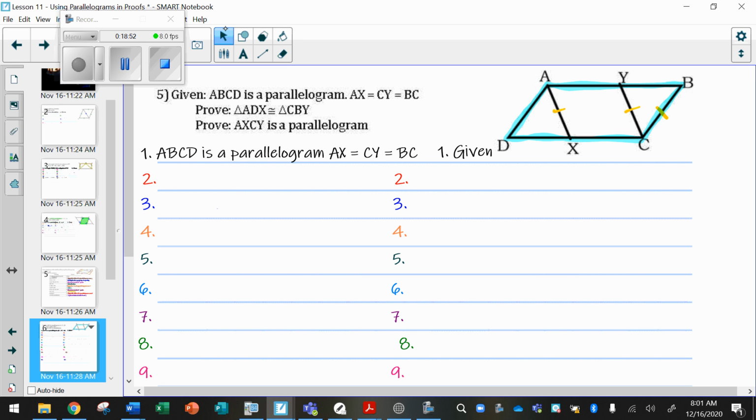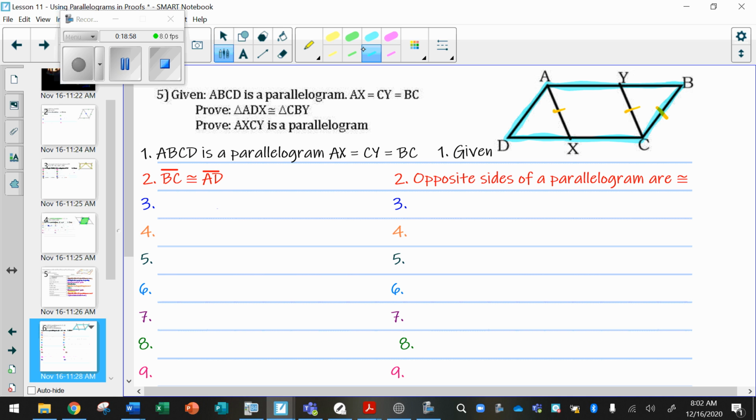So the first thing I did was kind of take the obvious route that BC is congruent to AD because opposite sides of the parallelogram are congruent. That gives me another pair of sides. That one. That one. And then I also put angle D is congruent to angle B because opposite angles of a parallelogram are congruent. So that gives me that as well.